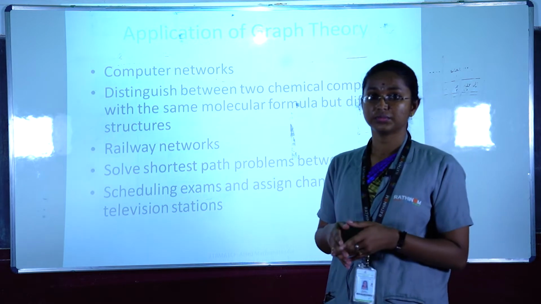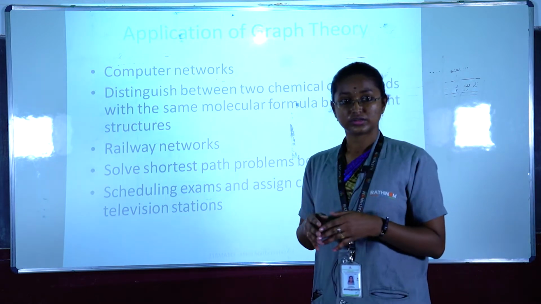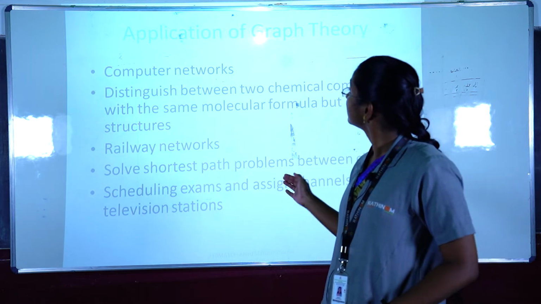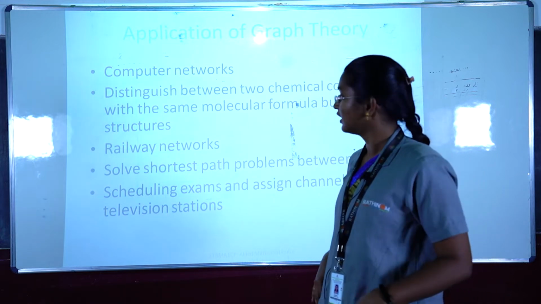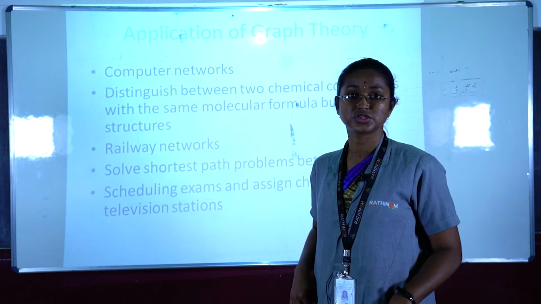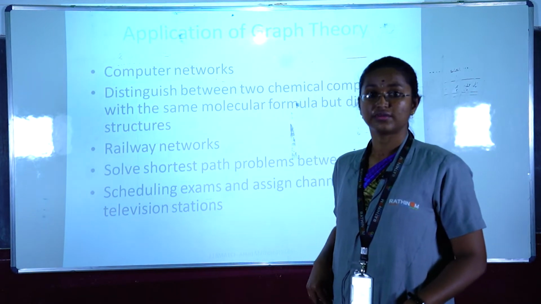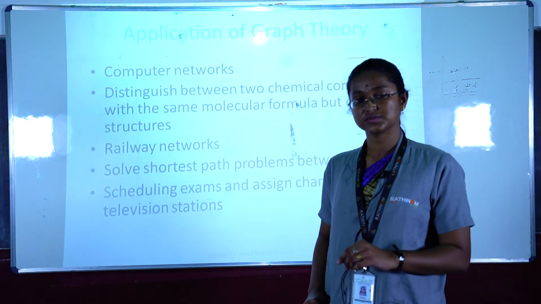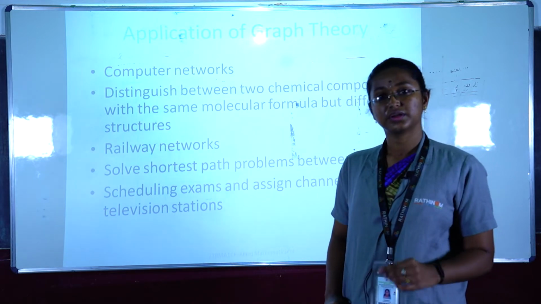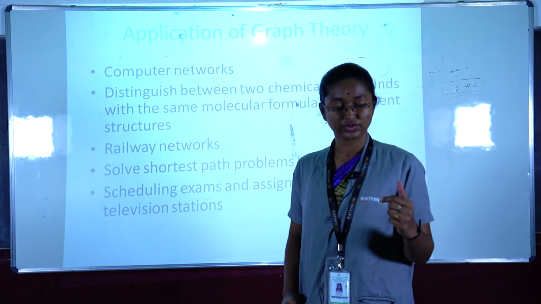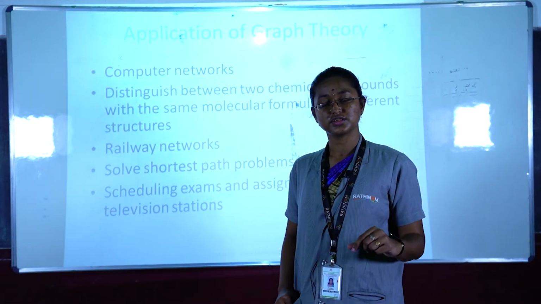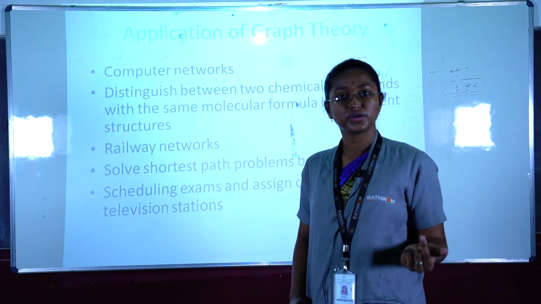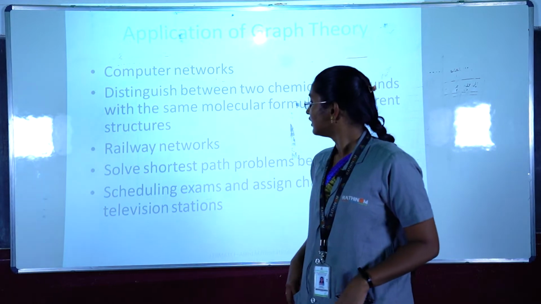Computer networks, which is the basic one, mainly work based on graph theory. Similarly, railway networks and any transportation network are applications of graph theory. Shortest path problems are also based on this subject. When you have an idea about graph theory, it is easy to define a network and its properties.